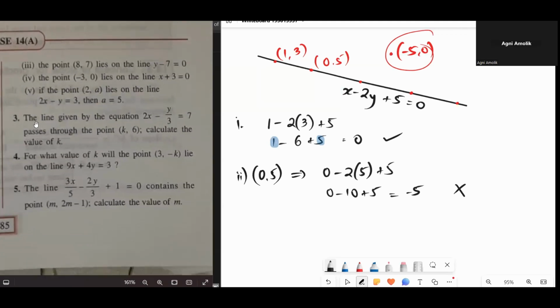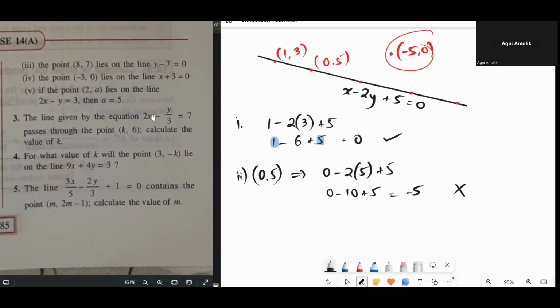Look at question 3. The line given by this equation passes through the point k comma 6. So what they're telling you is that it passes through this point, that means the equation will get satisfied. Calculate the value of k. So k is missing. You should put k in place of x and 6 in place of y, and k will be the missing value in the equation. Solve the equation and find the value of k.